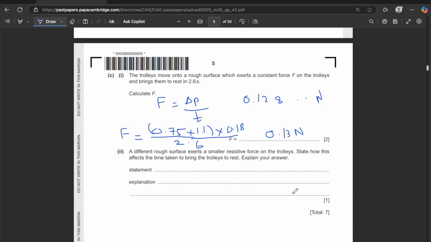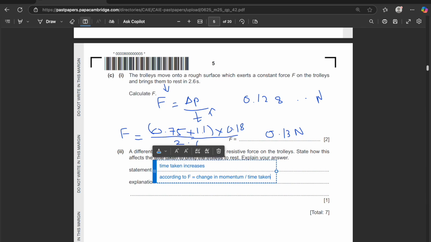A different rough surface exerts a smaller resistive force on the trolleys. State how this affects the time taken to bring the trolleys to rest. Explain your answer. You have this equation written here, and if the force is less, you can see that it is inversely proportional to time, so time will increase. Note that in this equation, the change in momentum will be constant. So we can write: time taken increases. According to F is equal to change in momentum divided by time taken, force is inversely proportional to time.